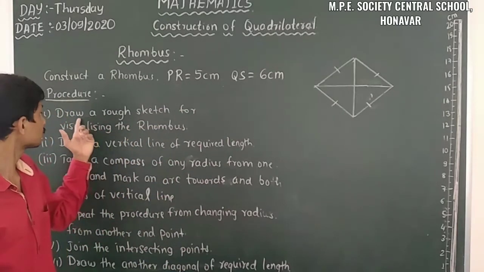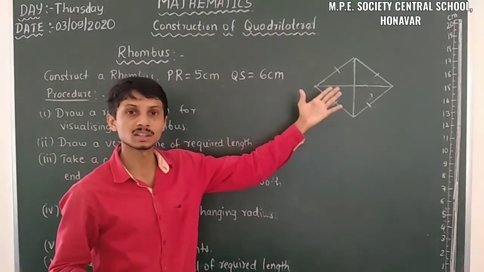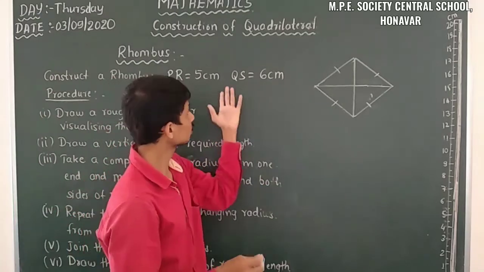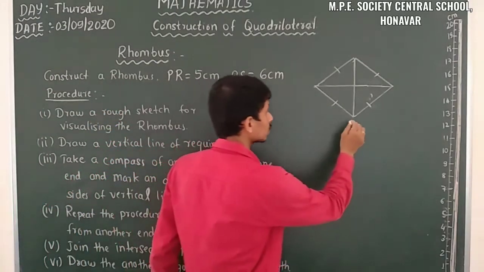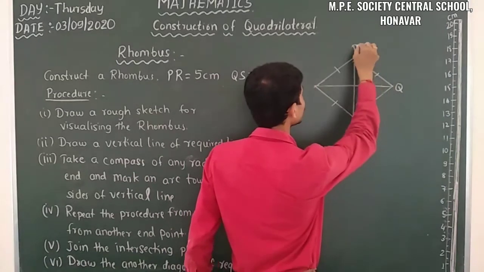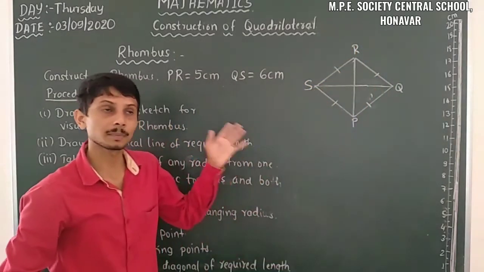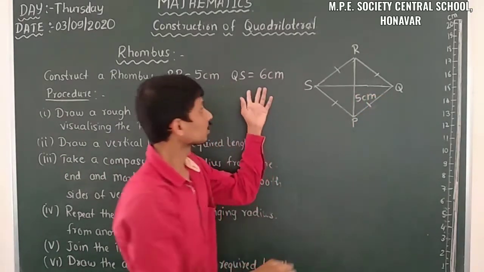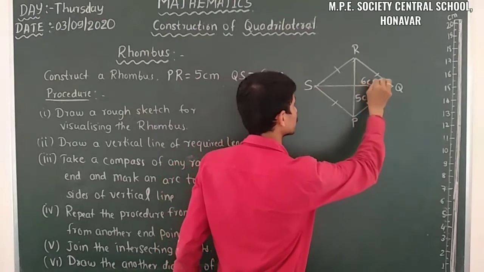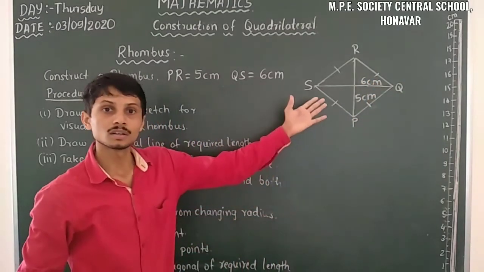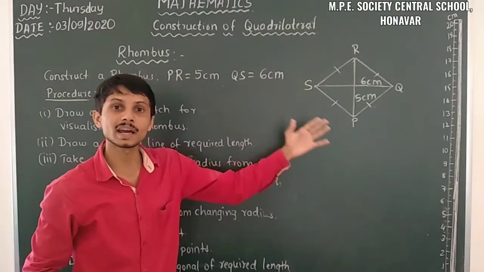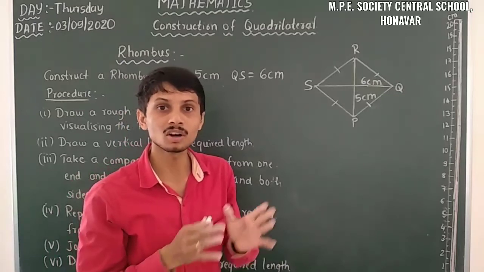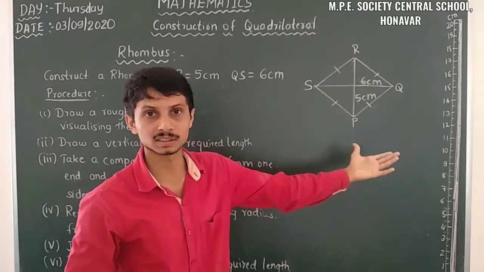Firstly we have to draw a rough sketch. The rough sketch is already drawn here. For that we have to label it. Here it is a PQRS rhombus, so I will take P, Q, R, S, and also label all the things. PR is 5 centimeter and QS is 6 centimeter. We have to draw the rough sketch and label everything beforehand, for visualizing all the things in the rough sketch.